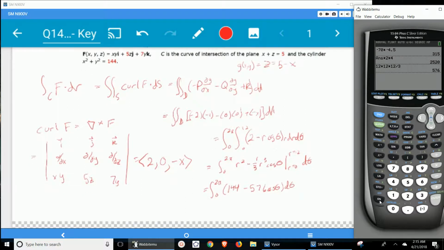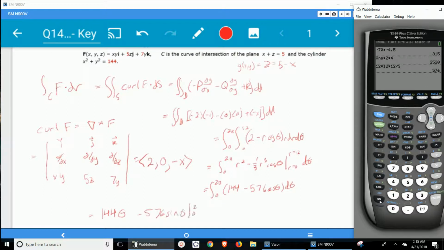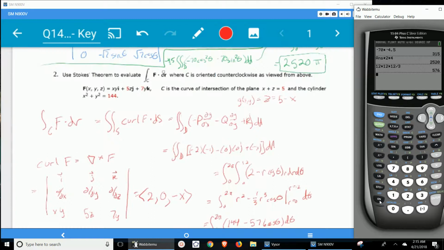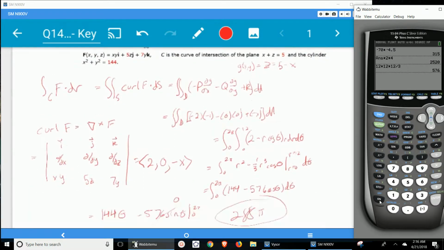Alright, so this is 144 theta minus 576 sine theta, evaluated over 0 to 2 pi. Now obviously sine theta is 0 at both of these, so that's gone. So you just put a 2 pi on that, so it would be 288 pi. That's the line integral of those crazy things. Okay.